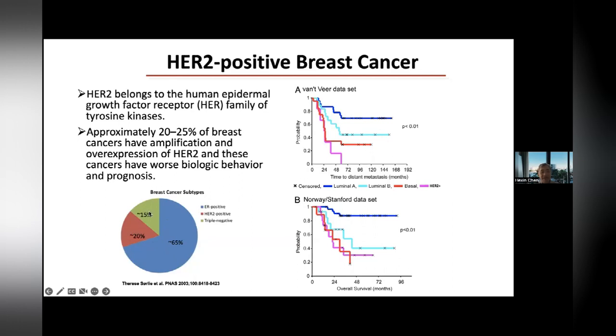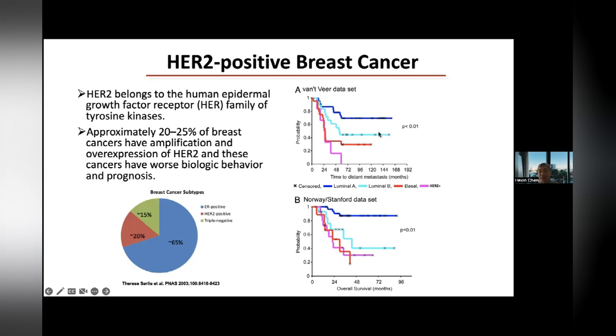Another one is the triple negative: ER negative, PR negative, and HER2 negative, sometimes called a basal type of breast cancer. So the HER2 type, even though it only accounts for 20 to 25% of breast cancer, is very aggressive. Look at the survival curve here.